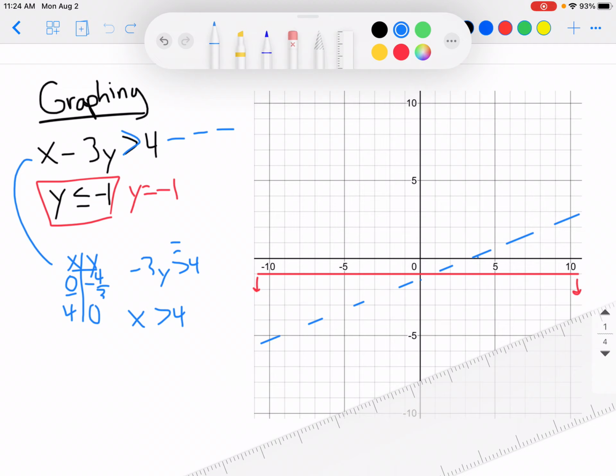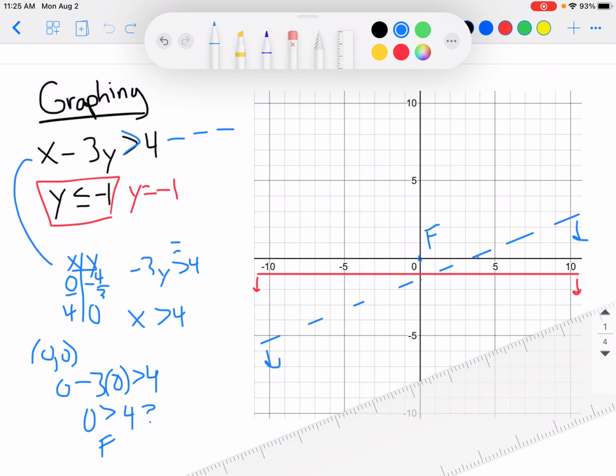All right, now, as for which half to shade, I like to test a point. And to me, the easiest point to test is 0, 0, because again, it makes the arithmetic pretty easy for us. 0 minus 3 times 0 is greater than 4. And so that boils down to 0 is greater than 4. Now, we've got to remember, this is a question. Is this true, or is this false? This is false. 0, 0 is right there, and it did not work, meaning that the true side is going to be on the other side here.